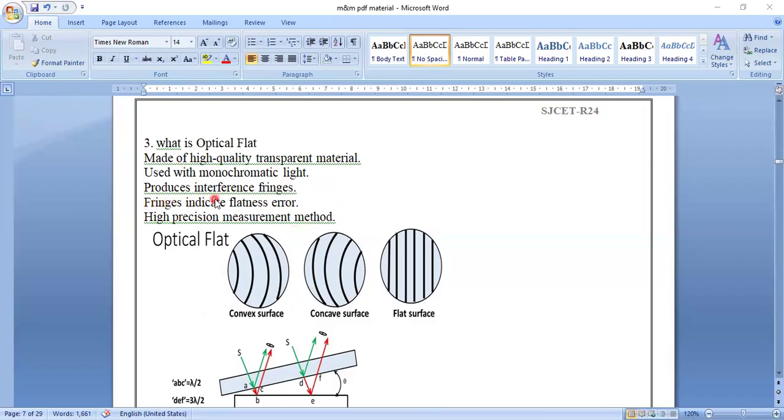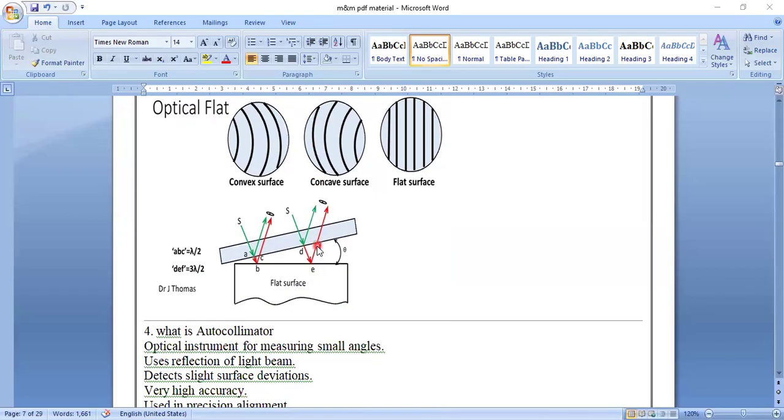These are used with monochromatic light. It also produces interference fringes. For interference fringes, the light coming from different sources will interfere with each other and form fringes. The fringes indicate flatness errors, which will be eliminated. High precision measurement methods are used to measure the flatness.